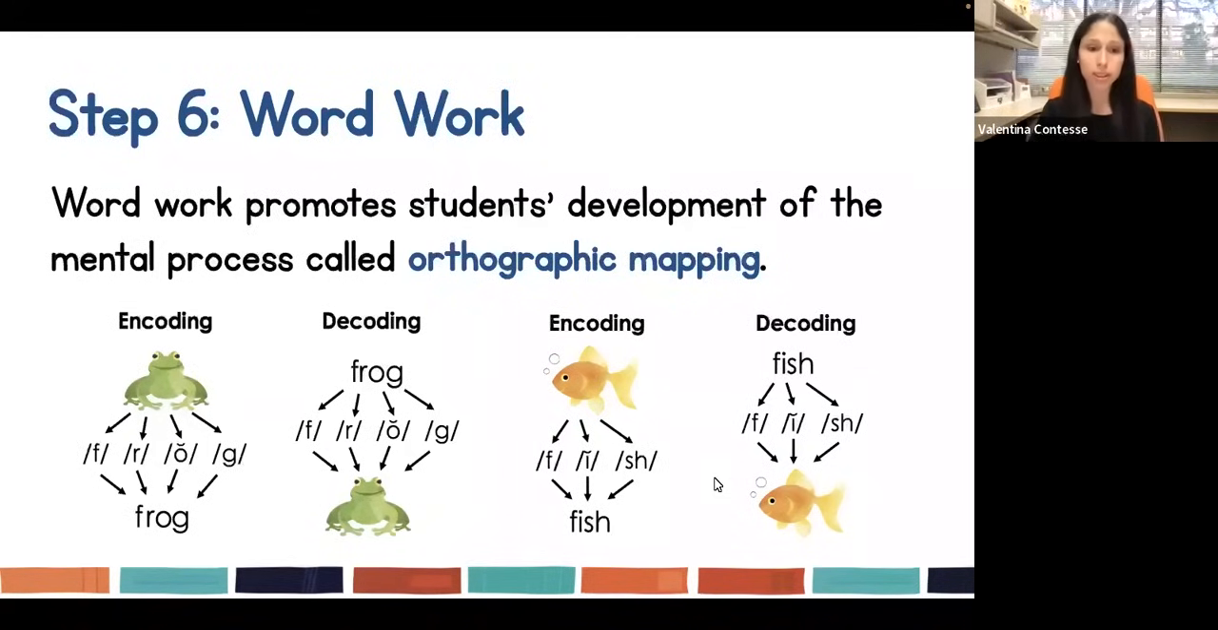Students, in order to decode, do the opposite. They see the letters of the word frog. They say the individual sounds to get to the whole word frog. The same process students do with words with more complex graphemes, like we see here with the example of the word fish.